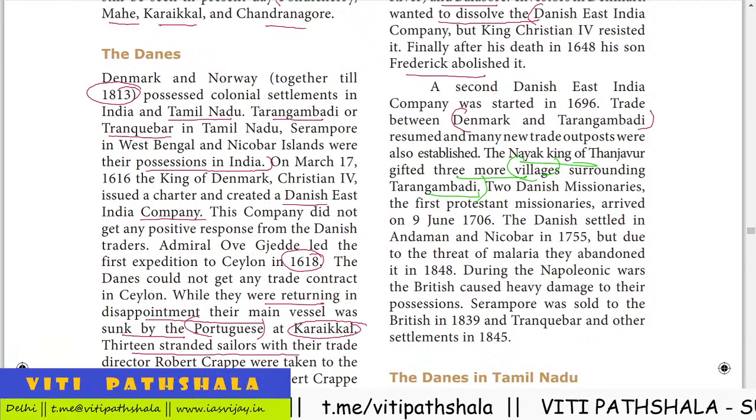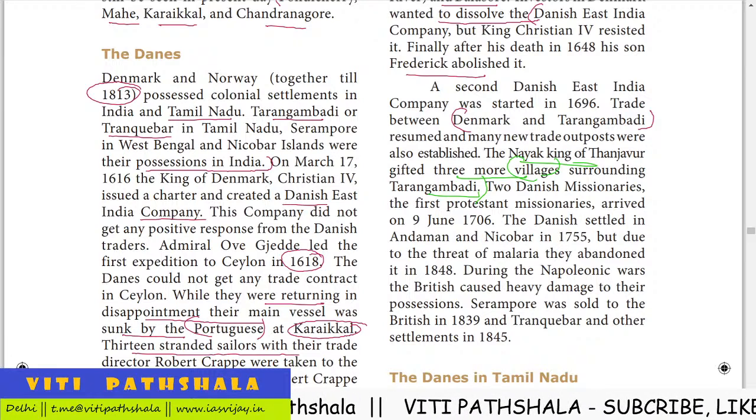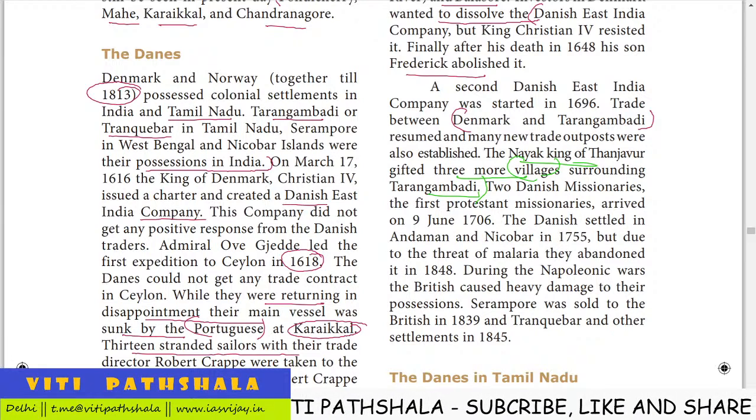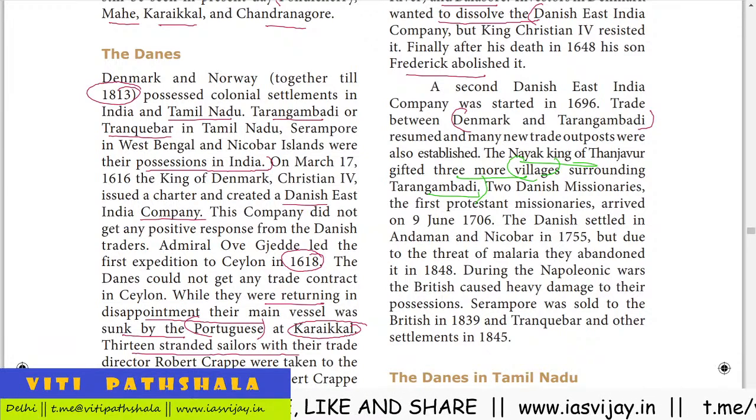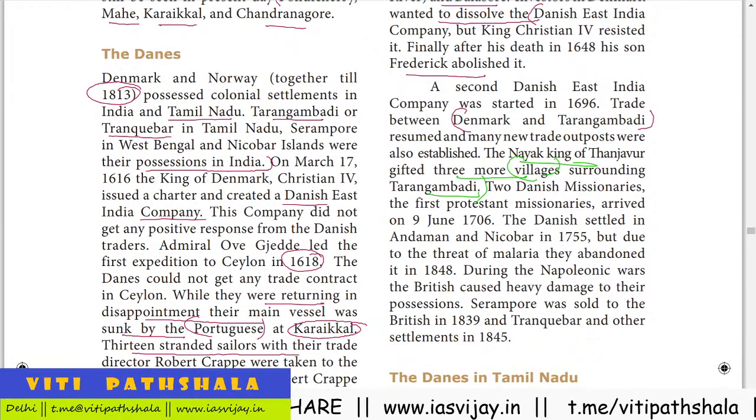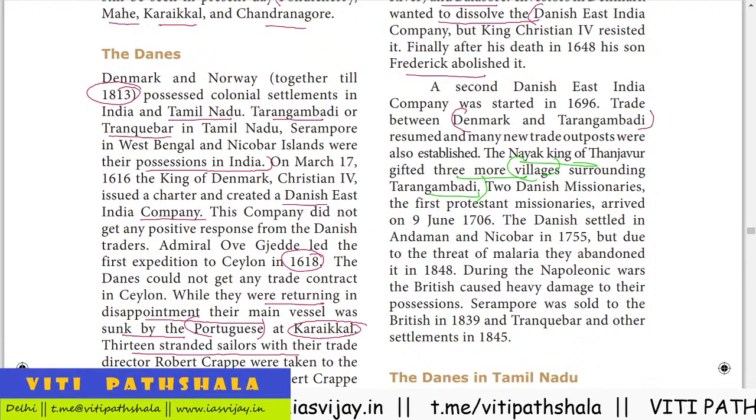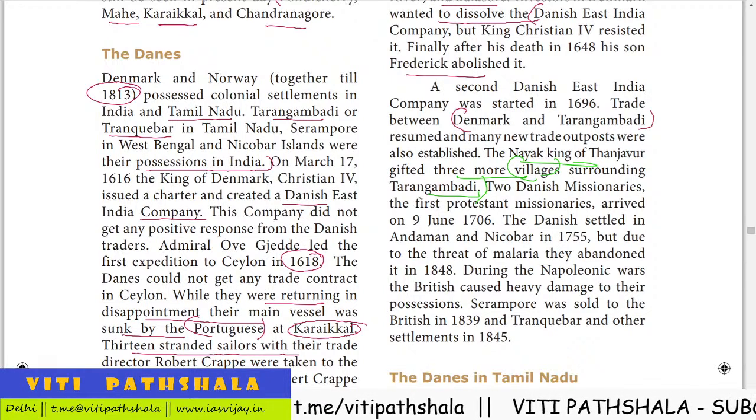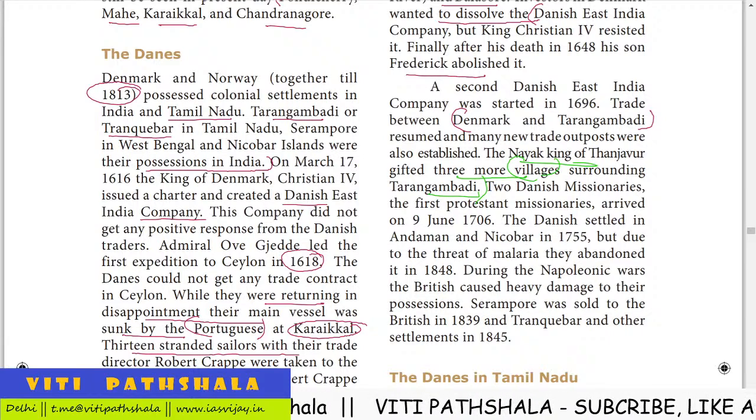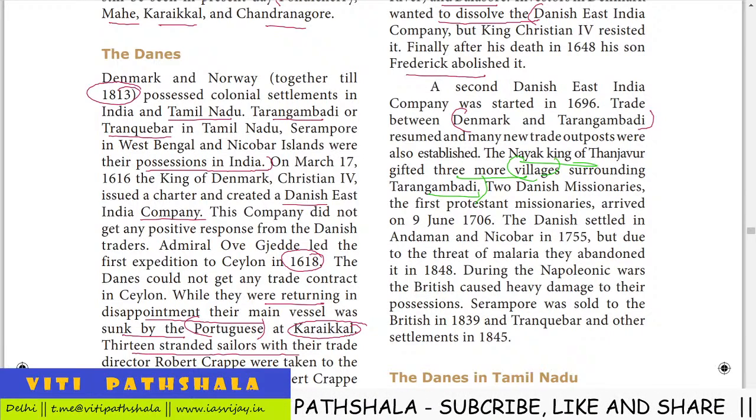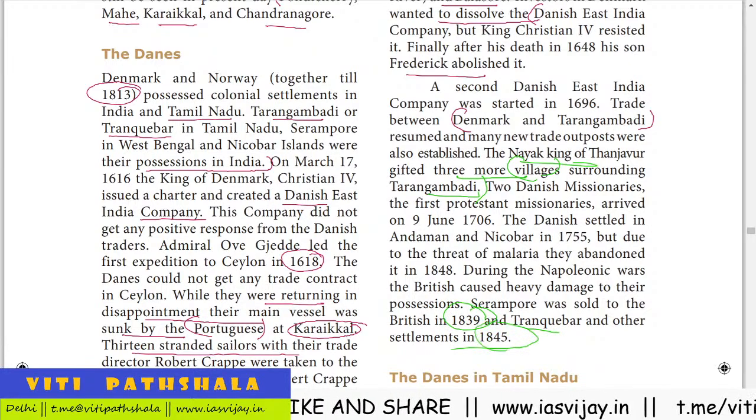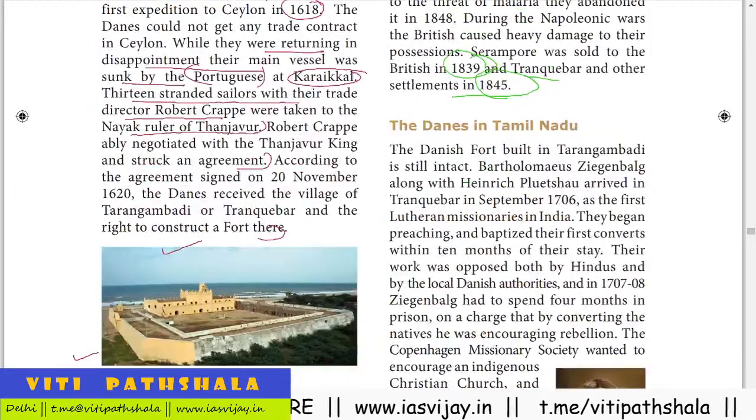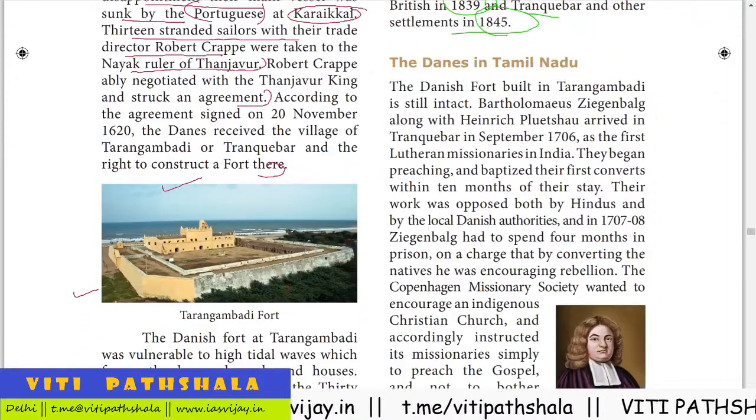The Danish settled in the Andaman and Nicobar in 1755, but due to the threat of malaria, they abandoned it in 1848. Due to the Napoleonic War, the British caused heavy damage to their possessions. Serampore was sold to the British in 1839 and Tranquebar and other settlements in 1845. Next comes the Danish of Tamil Nadu.